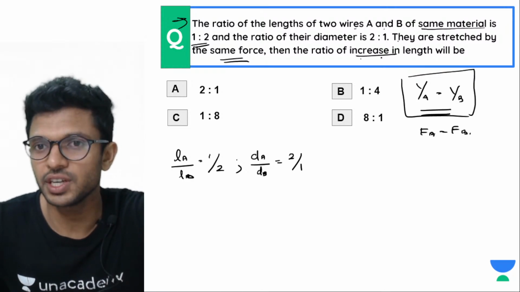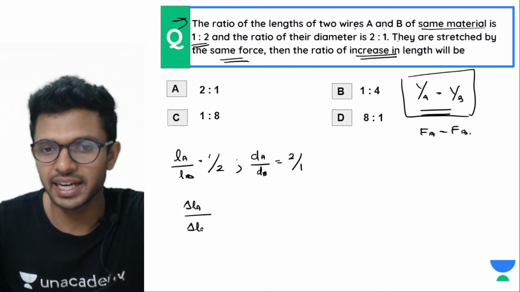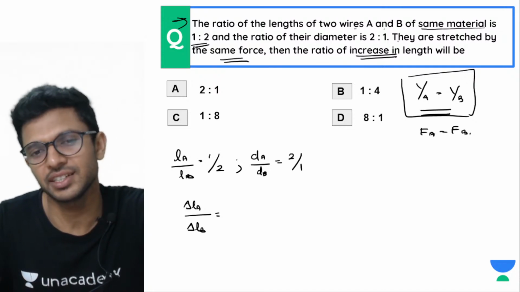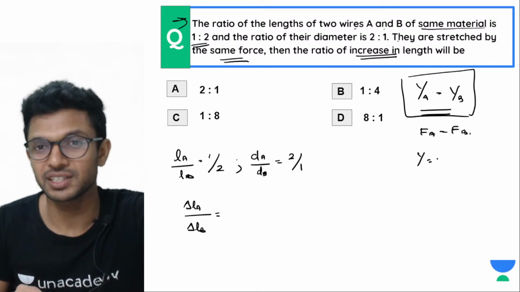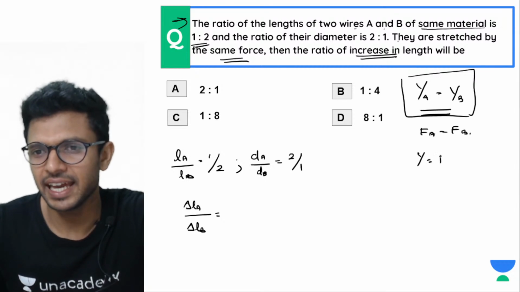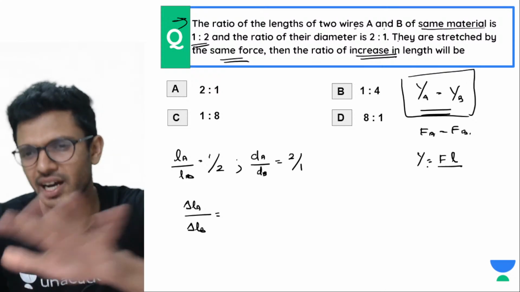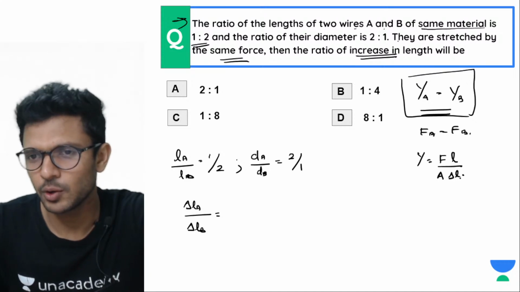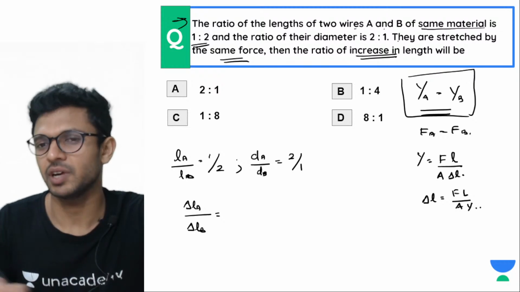Then the ratio of increase in length, delta L of A divided by delta L of B, has to be found out. So for this, what do you need? Yes, the formula for delta L. How many of you remember the formula of Young's modulus? Quickly, with a smile, tell me. What was the formula for Young's modulus? Yes, it is F, along with me, L, then divided by A delta L, right? Now rearrange it, delta L is equal to F L divided by A Y.